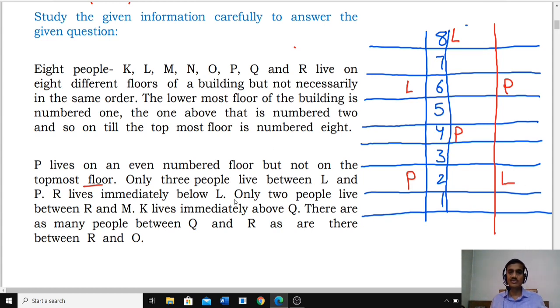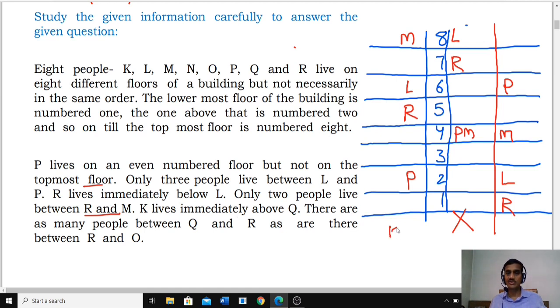R lives immediately below L. 2 people live between R and M. In the first case M cannot be here and M must be on the 8th floor. With 2 people between R and M, this case is completely ruled out because P and M would have to be on the same floor. Then with 2 people between R and M, M must be here.